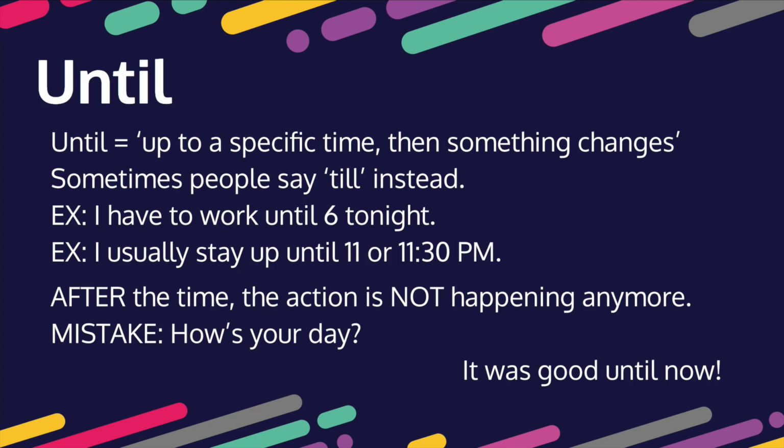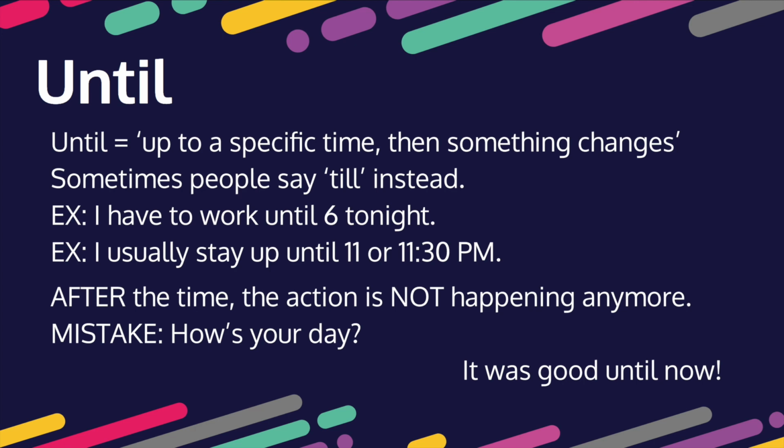Until is kind of the opposite. Until means up to a specific time, then something changes. So an action is happening and it continues to happen up to a certain time. Then after that time, something changes and that action is not happening anymore. In casual spoken English, you might see till as well. This is the same as until.